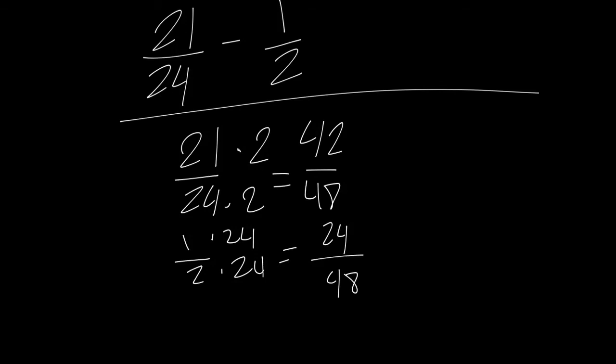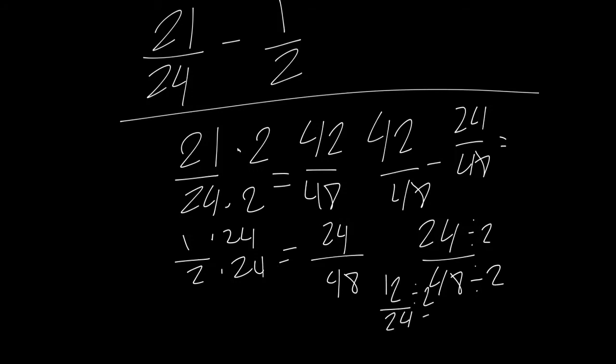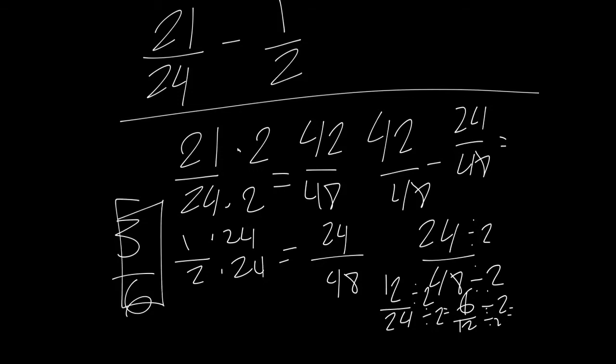So then I have these two, so I will now subtract them. So then 42 minus 24 is 18, and 48 minus nothing, the denominator is the same. Divided by 2, divided by 2, it would equal 9 over 24. Divided by 2, divided by 2, it would equal 6 over 12. Divided by 2, divided by 2, it would equal 3 over 6. And that is the farthest you can go.